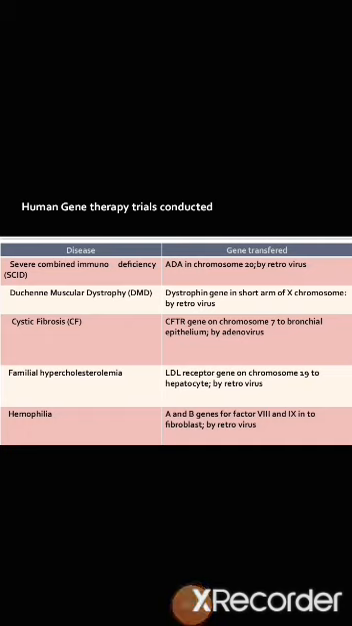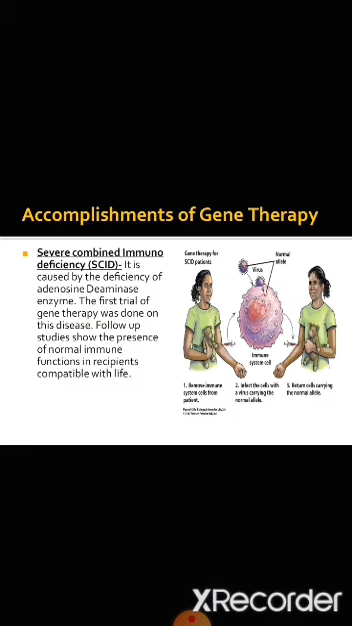These are some of the examples of gene therapy trials conducted. Severe combined immunodeficiency: the ADA gene on chromosome 20 was transferred using retrovirus. For cystic fibrosis, the CFTR gene on chromosome 7 was transferred to bronchial epithelium by adenovirus. Hemophilia A and B: genes for factor 8 and 9 into fibroblasts by retrovirus.